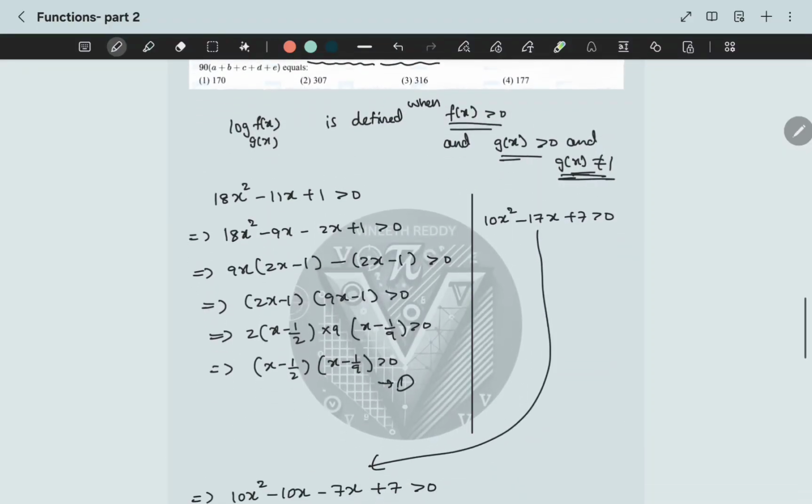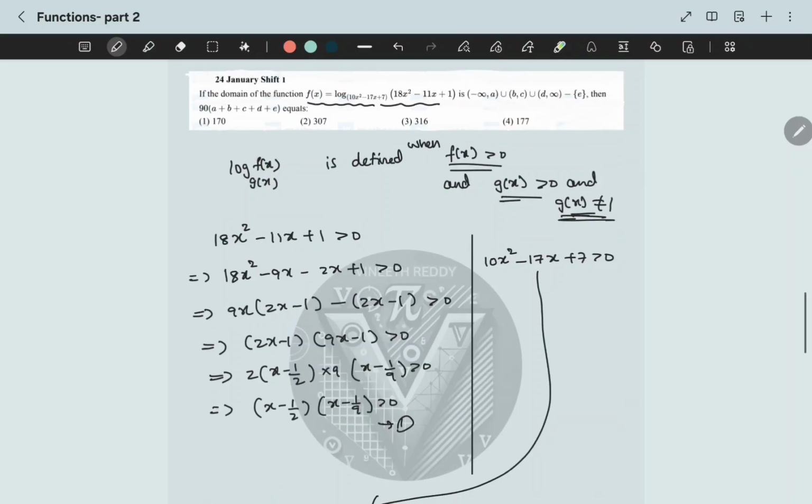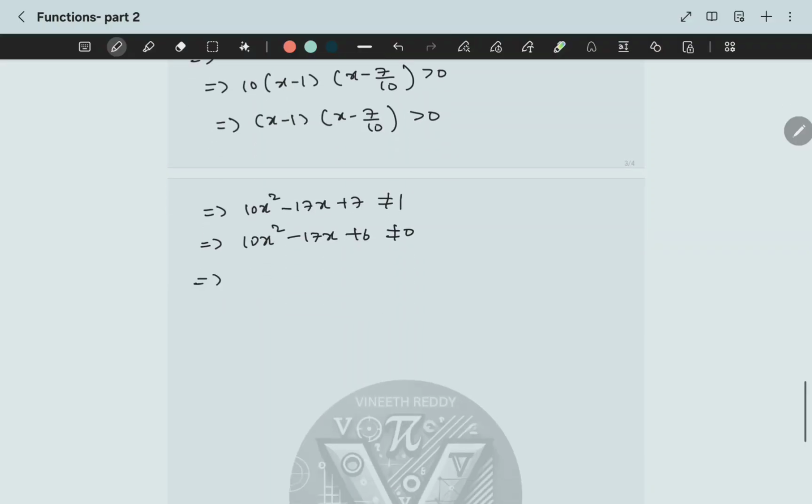In the question we also have to make sure that g of x should not be 1, because log something to the base 1 will not be defined, okay? So we will say that 10x² minus 17x plus 7 is not equal to 1. That means 10x² minus 17x plus 6 is not equal to 0. So 10 into 6 is 60. 12 and 5 will be the factors, right? So minus 5x, write minus 12x.